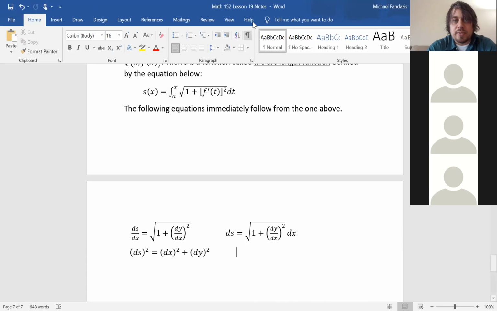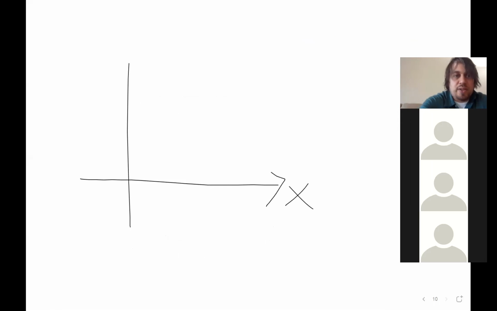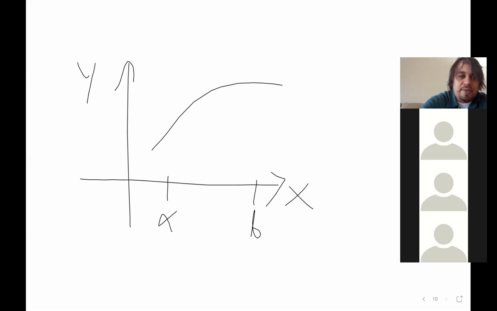So here, if you're looking at a curve, I guess I'll draw this whole thing. If you have the x-axis, the y-axis, and your curve, here's a, here's b. If you were to take this thing here as part of your length, the ds would be this length here. Then the height of this triangle would be dy. The base would be dx.